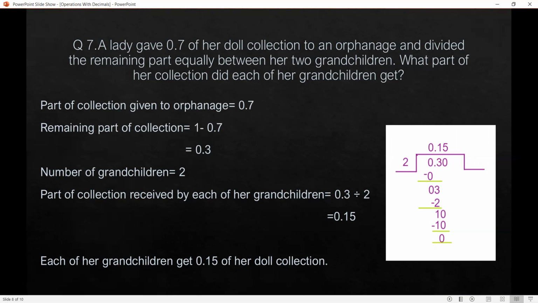So I'll repeat again. A lady gave 0.7 of her dolls to an orphanage. So we consider that she has 1 doll and she has given 0.7. So we will subtract and find out the remaining dolls, that is 0.3. And this remaining part she divided equally among her 2 grandchildren. So we will divide it by 2 and we will find out that each grandchild gets 0.15 of the dolls. Now let's start with the next question.